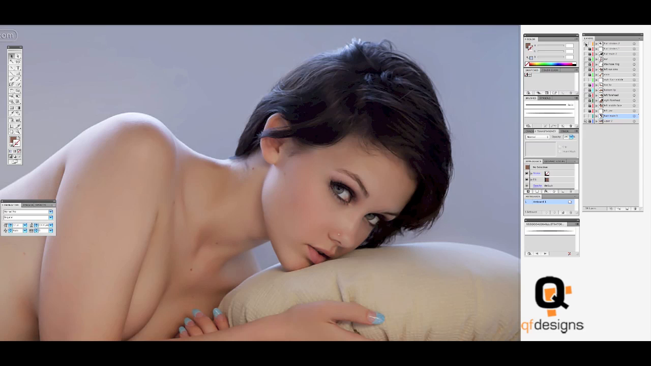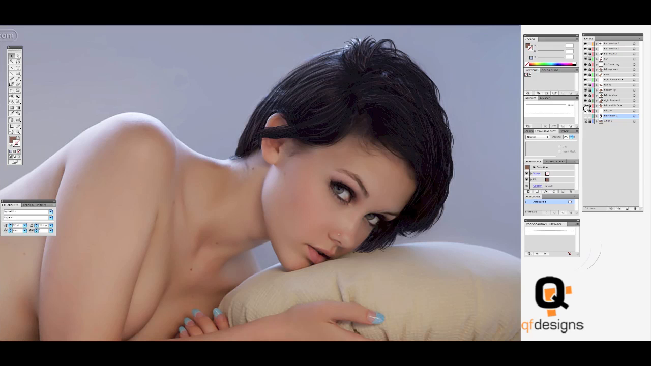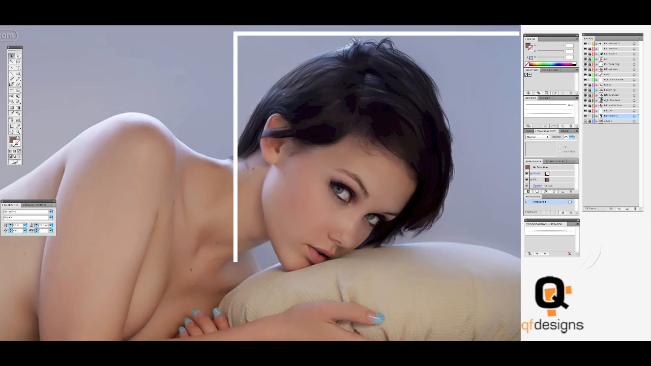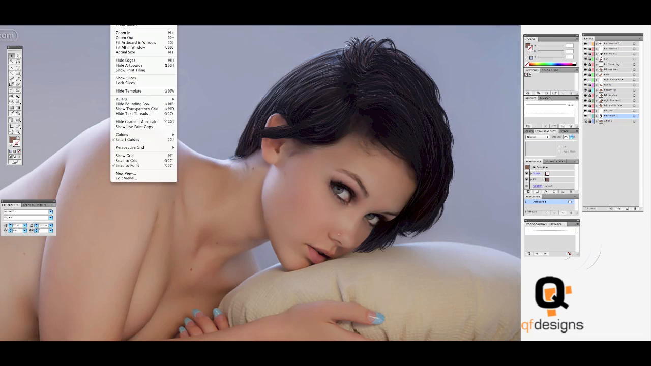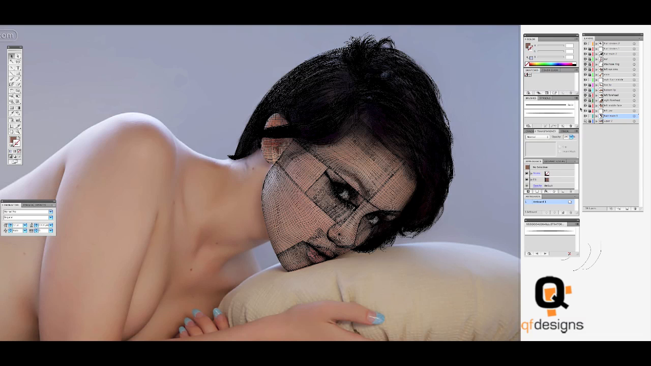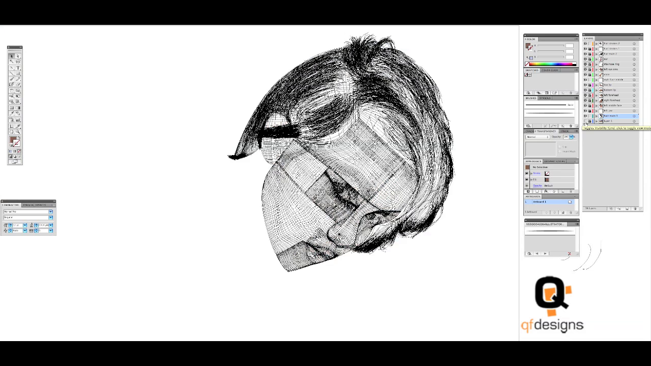I just started playing with the brush and went crazy with my strokes. And these are many strokes. Many, many. I'm gonna put it in outline mode so you can get an idea of how many strokes. Just a lot of stuff going on.